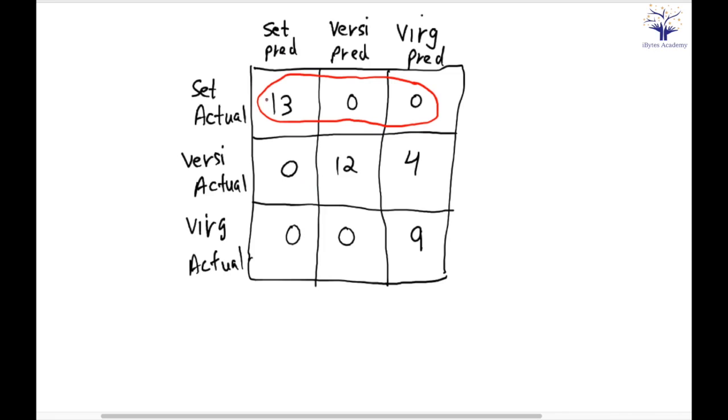Similarly, precision for Setosa will be 13 upon 13, that is 1. Precision for versicolor is going to be 1 again. And precision for virginica is going to be 9 by 13. Okay.